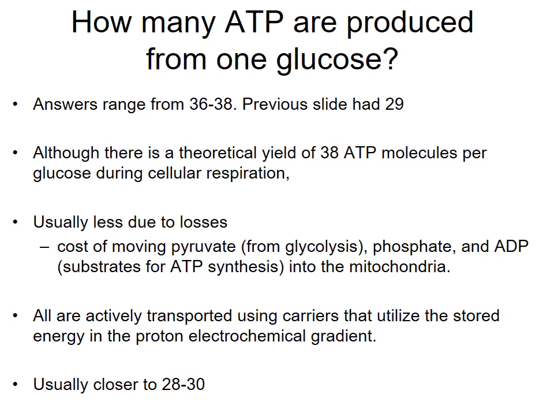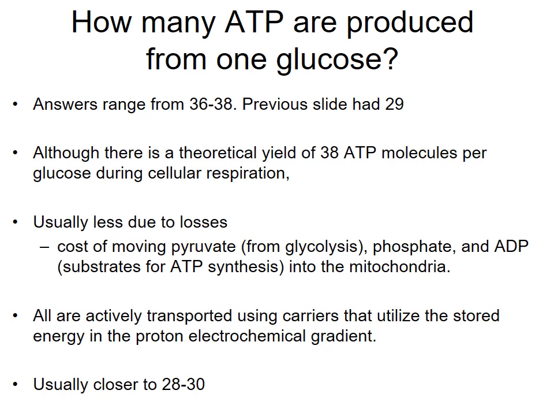So, one of the last questions we need to ask is how many ATPs are produced from one glucose molecule? Textbooks and the internet will range between 36 and 38. In the table that you saw on the previous slide, there were actually 25. It's approximately 29 or 25 according to that table. But theoretically, there should be a yield of 38 ATP molecules for each glucose molecule during respiration.